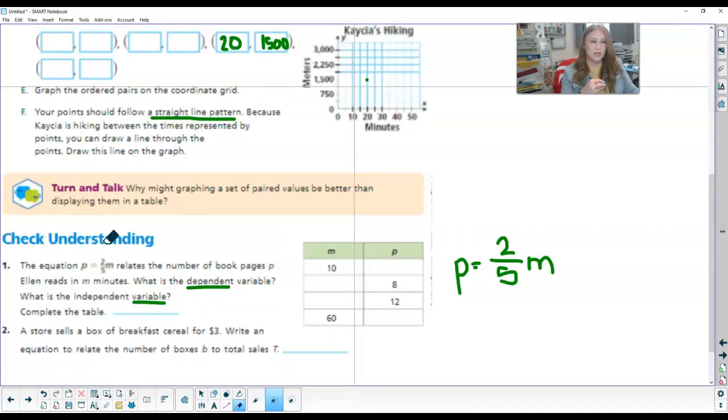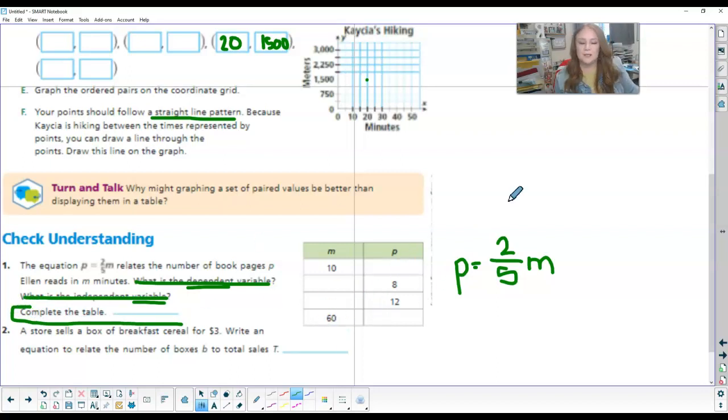Okay, we are also going to do our check for understanding on this page too. Do a few more practice problems here. You do not have to worry about these dependent and independent variables. We're just going to solve and complete the table here. So you do have to do this part. When they have this equation, P equals 2/5 of M, P is our number of pages that they read. How many minutes did they do that in? So 2/5 of a page per M gives us the total pages. So we're just going to plug these in.